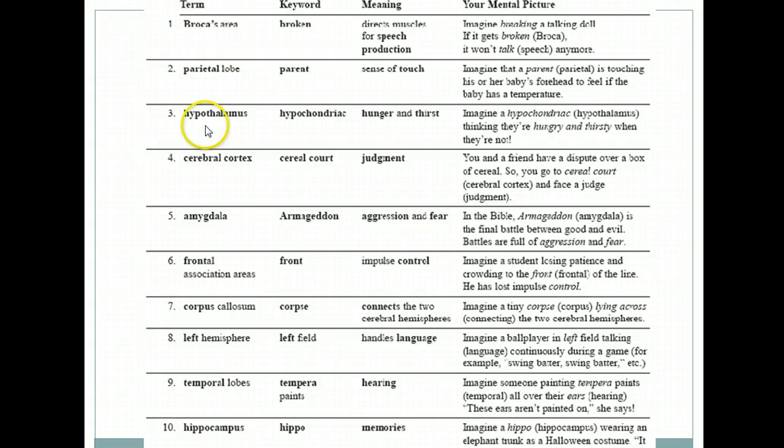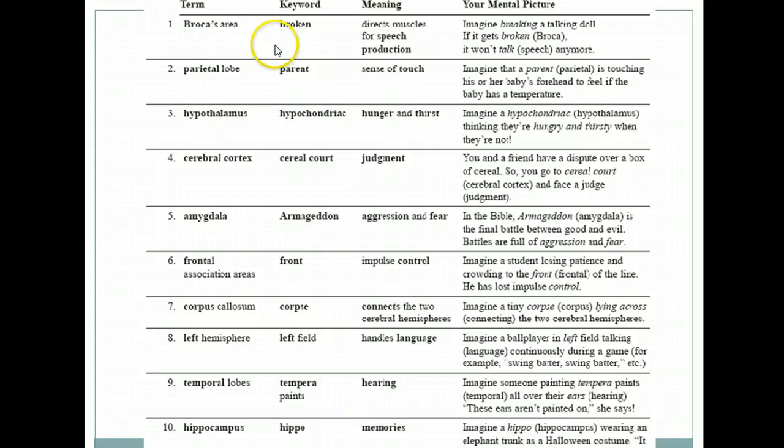So over here, all of these terms, as I'm scrolling down, these are all different parts of the brain that you'll need to, at one point, remember. This will be the next chapter that we go to. So let's give you an example. Up here we have Broca's area. Broca's area is an area of your brain that directs the muscles for speech production.